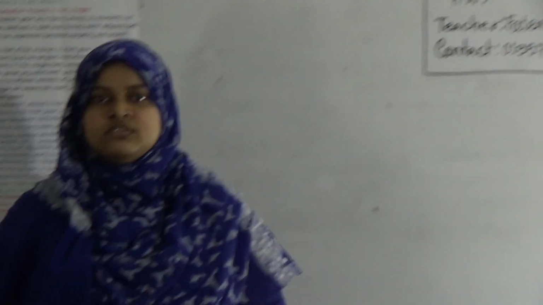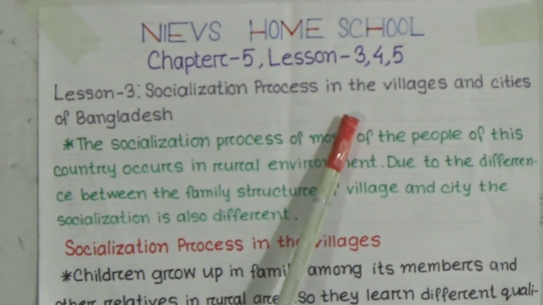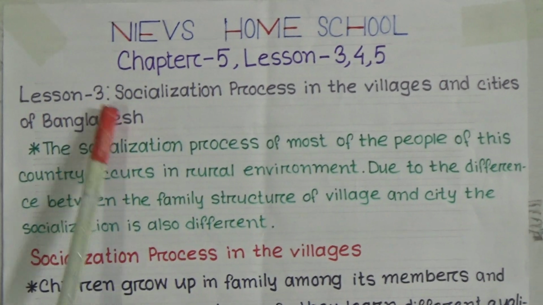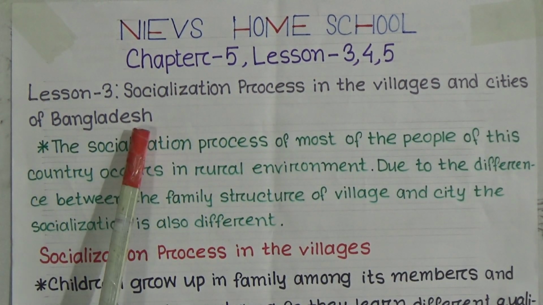Students, please take your textbook. We are going to discuss from chapter 5, lesson 3, 4 and 5. So let's start. We'll start from lesson 3: socialization process in the villages and cities of Bangladesh.